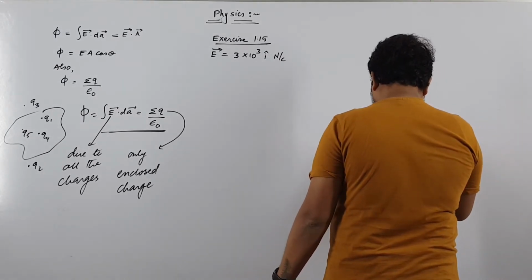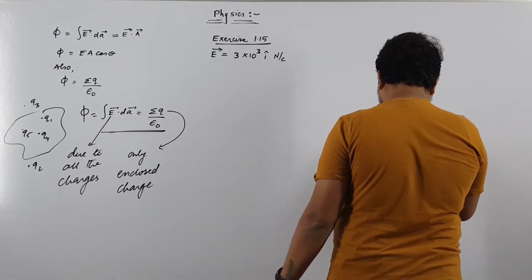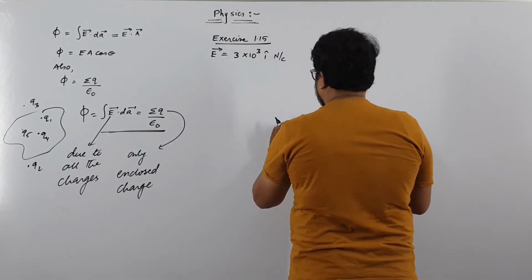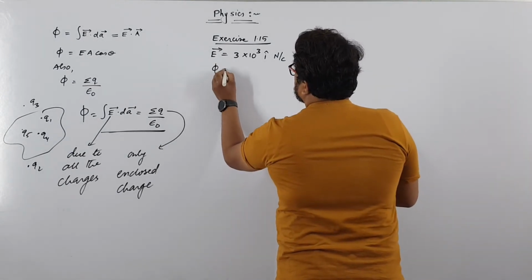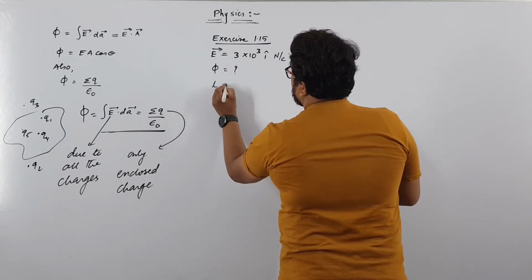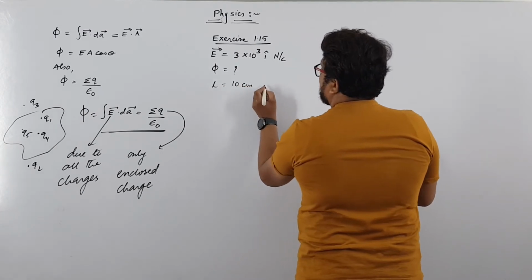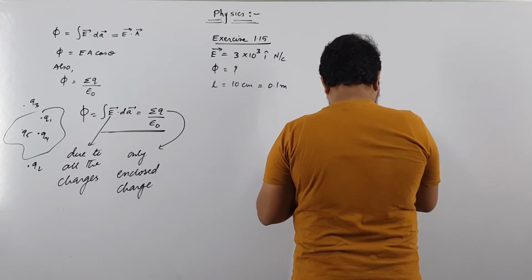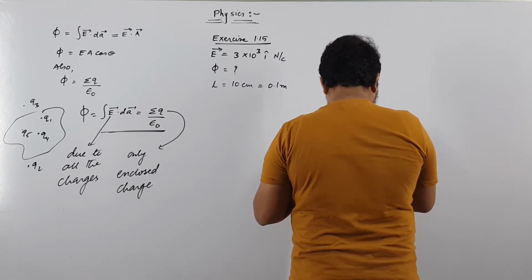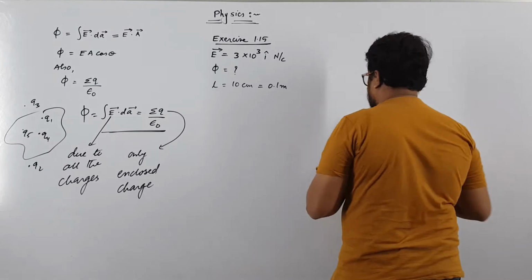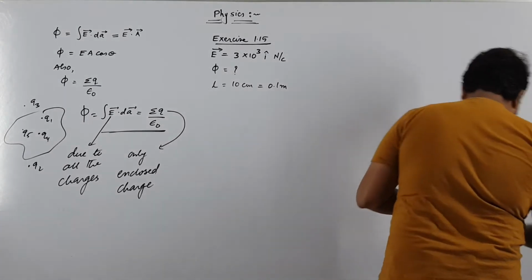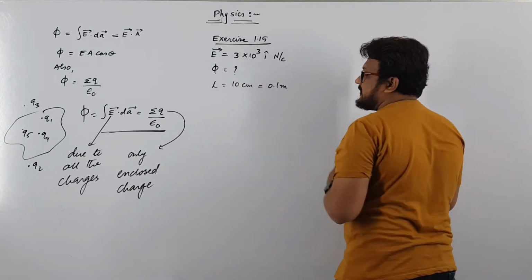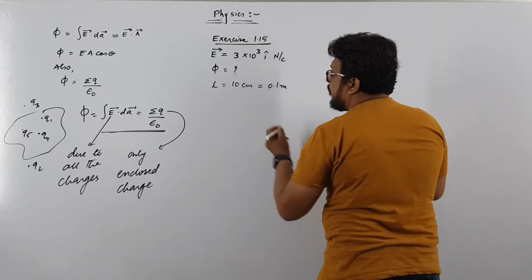A. What is the flux of this field through a square of 10 centimeter on side whose plane is parallel to YZ plane? We want to find flux through a square of side 10 centimeter, that is, you can write 0.1 meter, on a side whose plane is parallel to YZ plane. Here you can see that electric field is along x-axis. E vector is along I cap, that is along x-axis, and this square is along YZ plane.